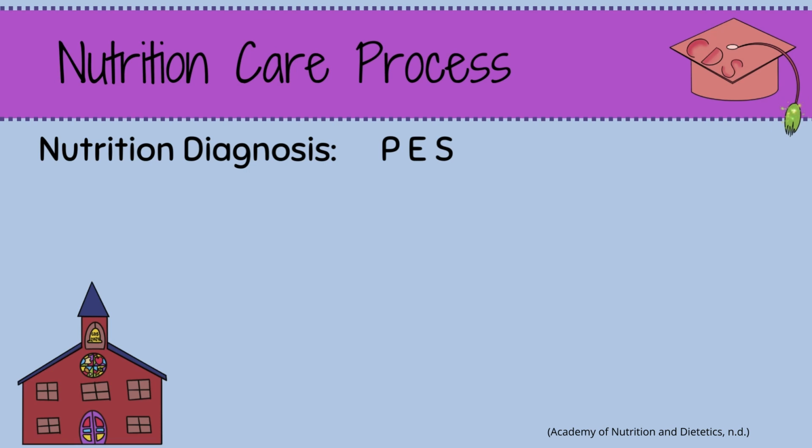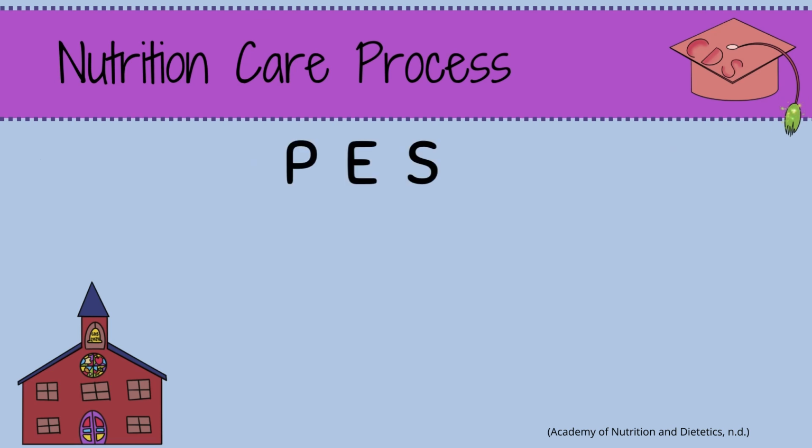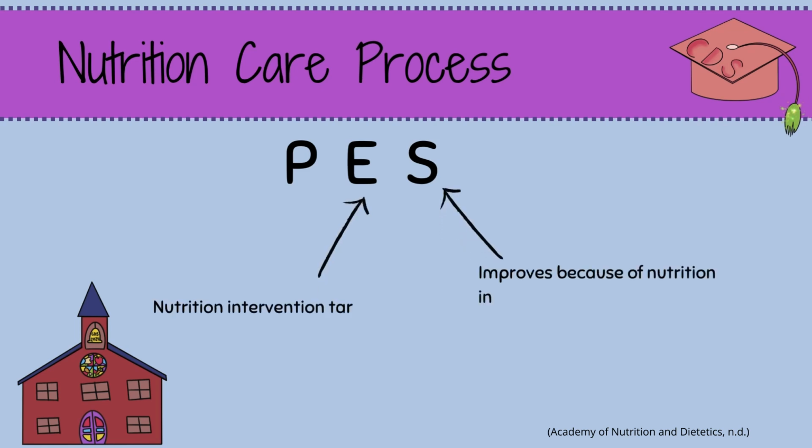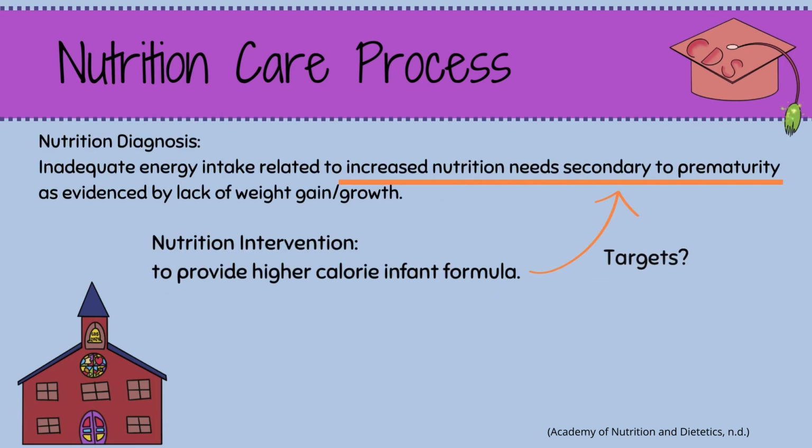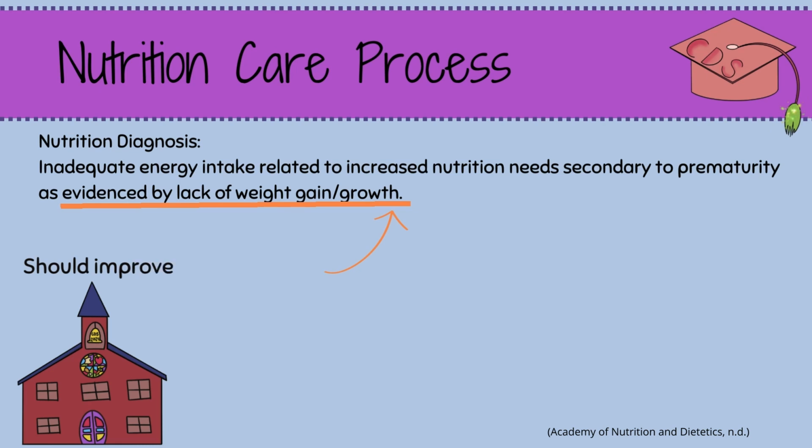If we use our knowledge about the electronic nutrition care process terminology, or ENCPT, we know that our nutrition intervention should target the etiology of the problem. And once that is implemented, the signs and symptoms should improve. Does the nutrition intervention target the cause of the problem? Yes. Giving higher calories when the problem is increased calorie needs makes sense. On follow-up, the signs and symptoms should get better.